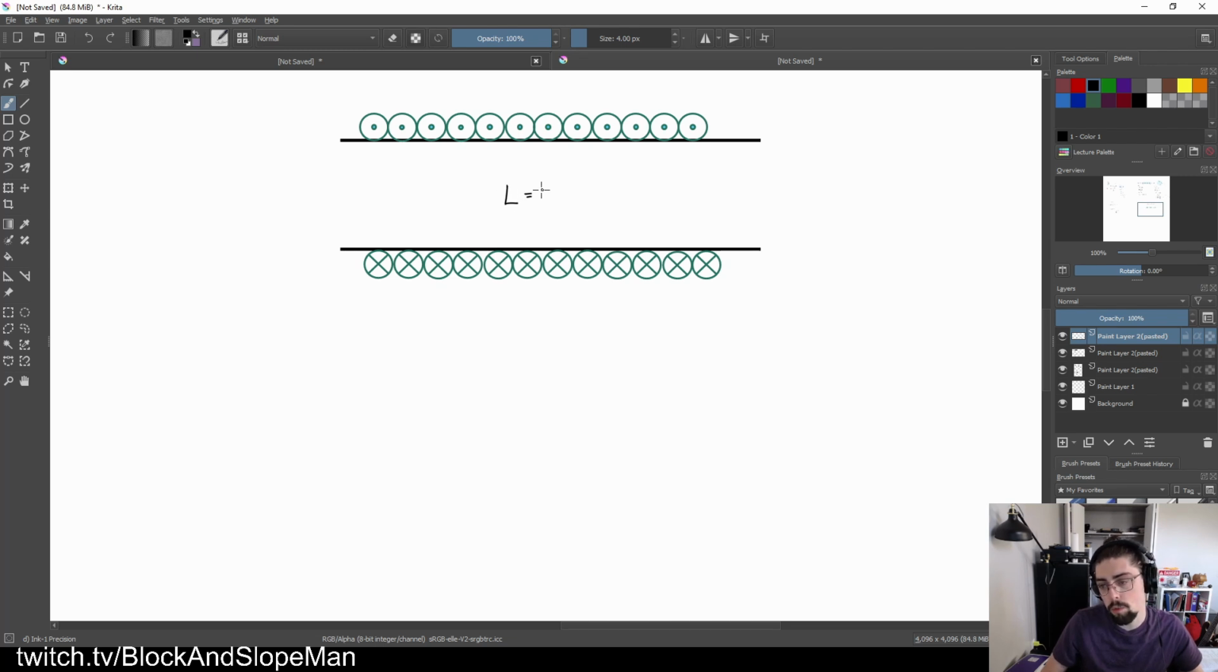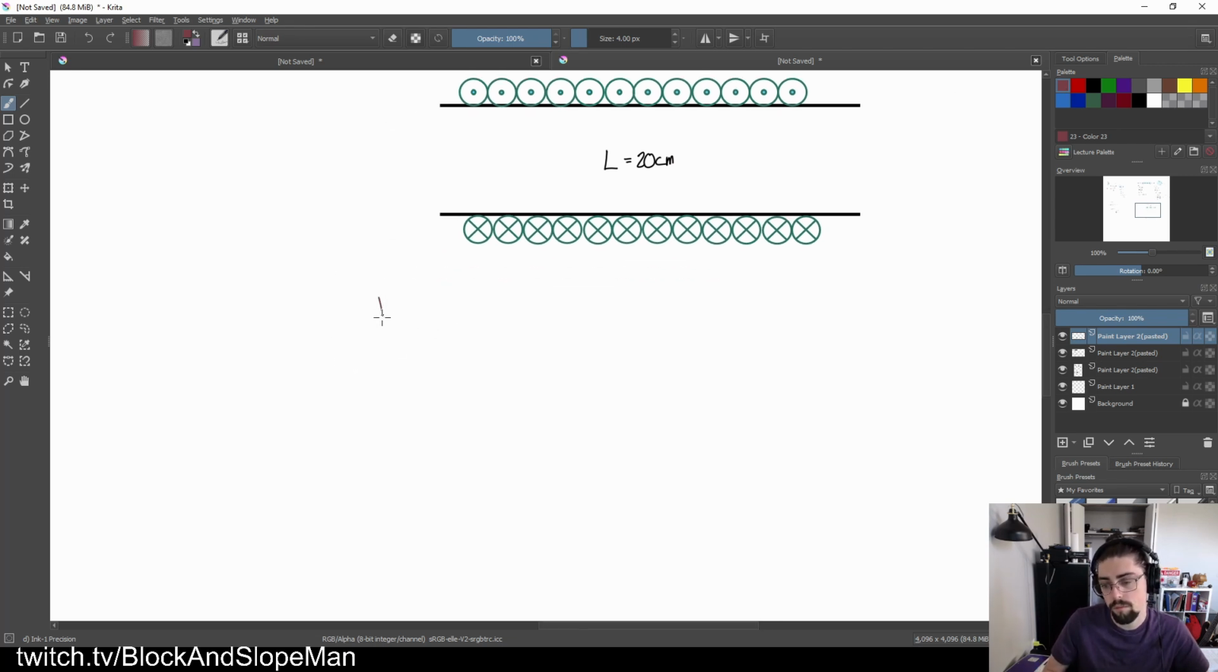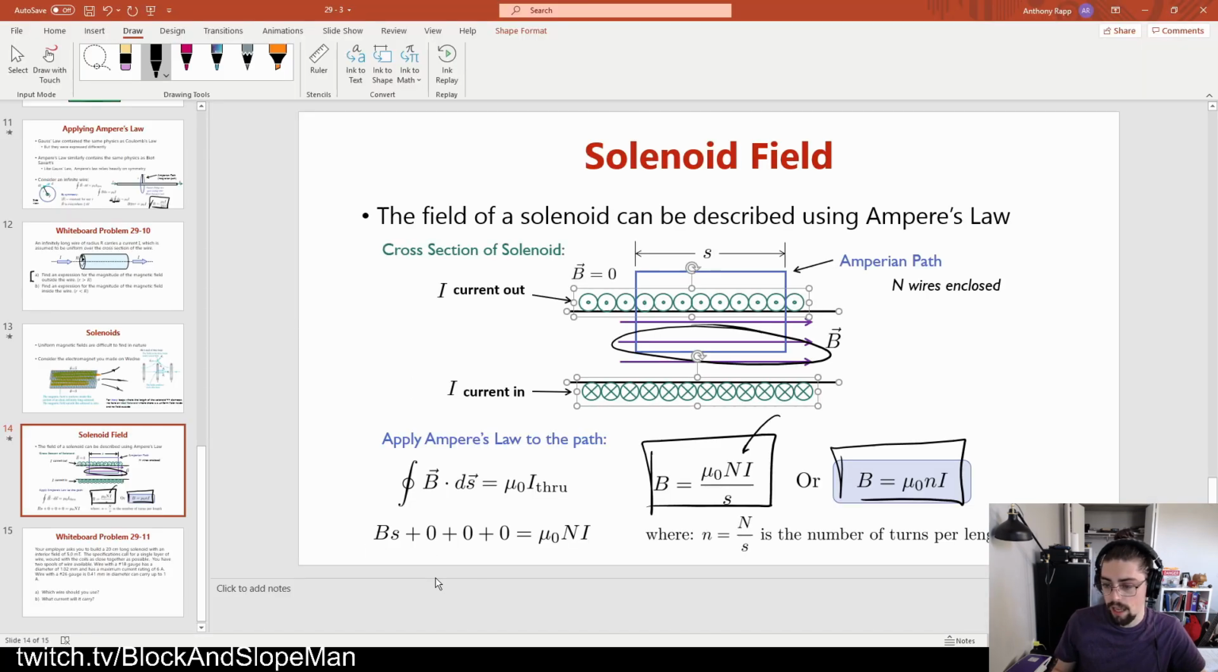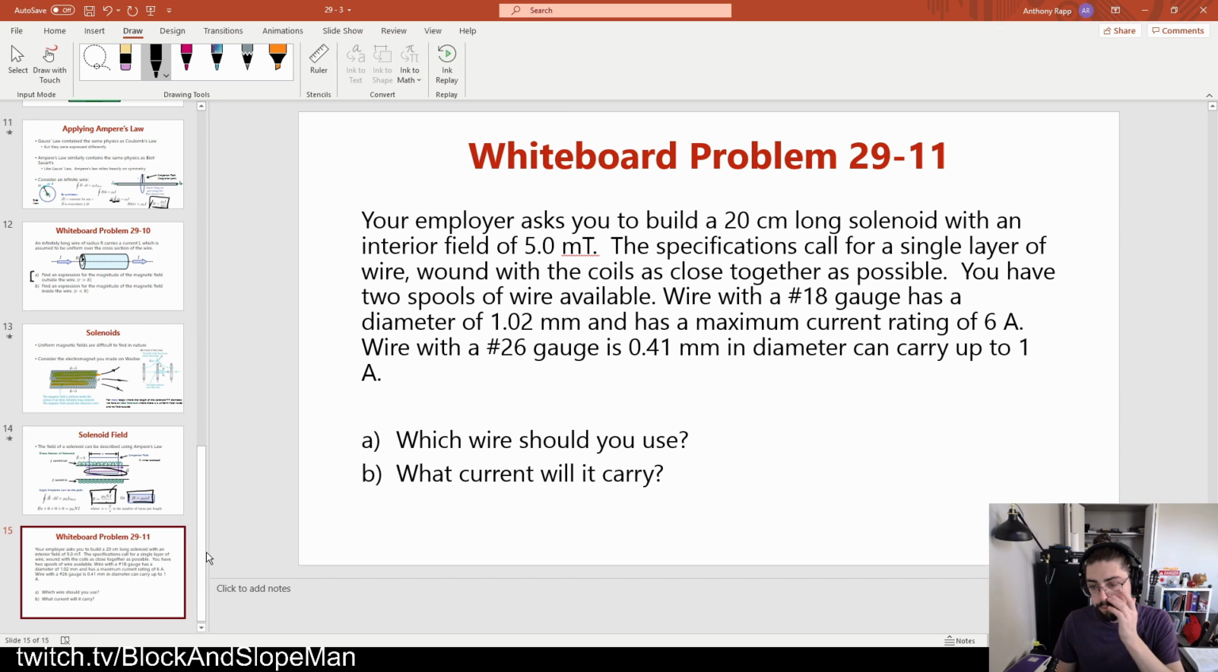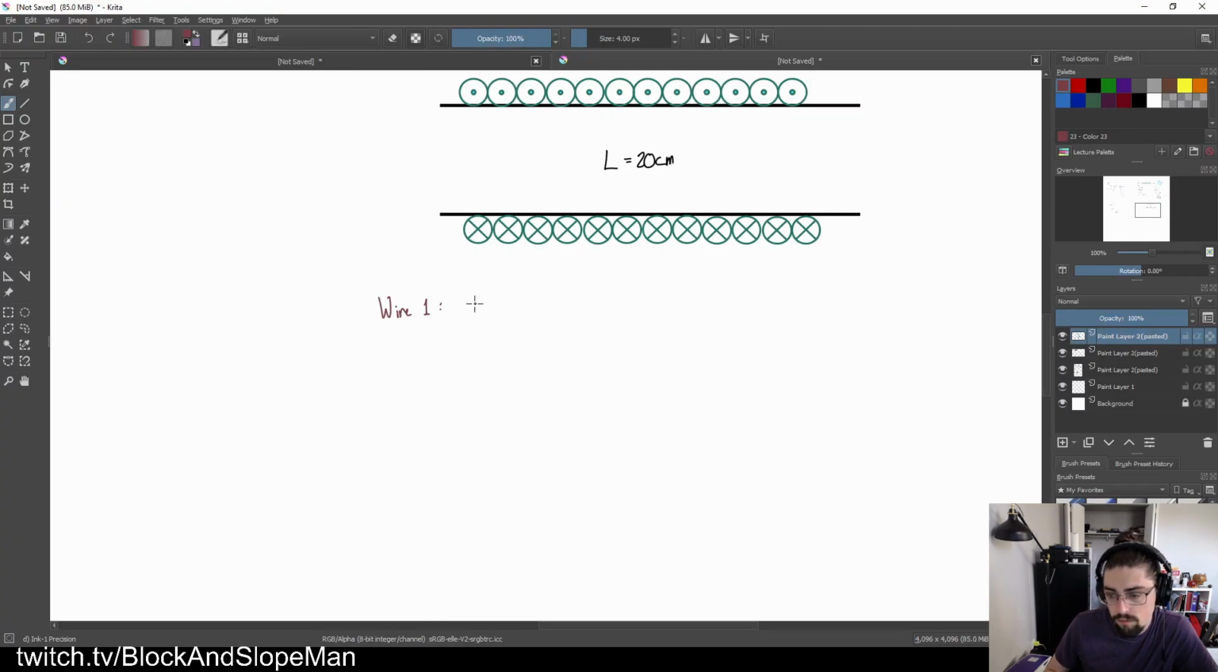So we know that the length of this solenoid is supposed to be 20 centimeters. The first question we have to ask is, how many turns can we actually fit on 20 centimeters? We're using wire 1, which is our 18 gauge wire that has a diameter of 1.02 millimeters.